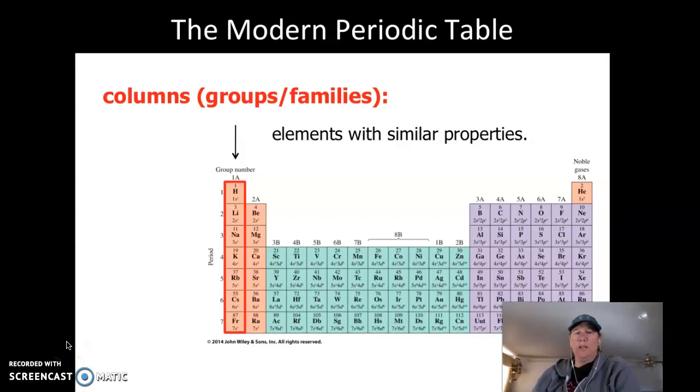We'll finish up the notes today for chapter 10. Just a review of the periodic table. Remember, columns are called groups or families, families because they share similar characteristics. So I have 18 of those.